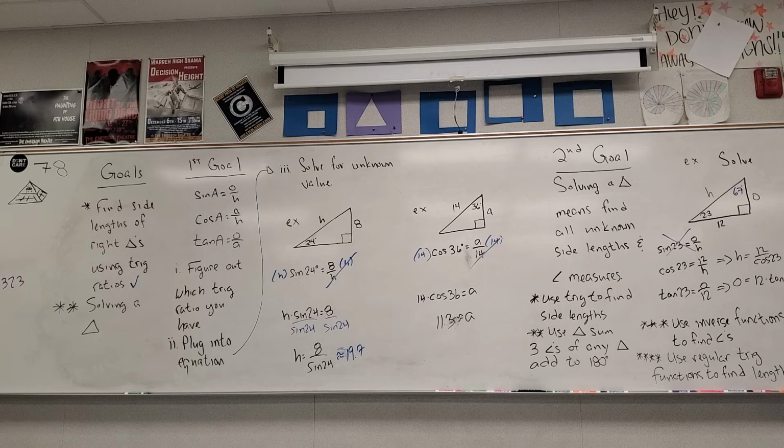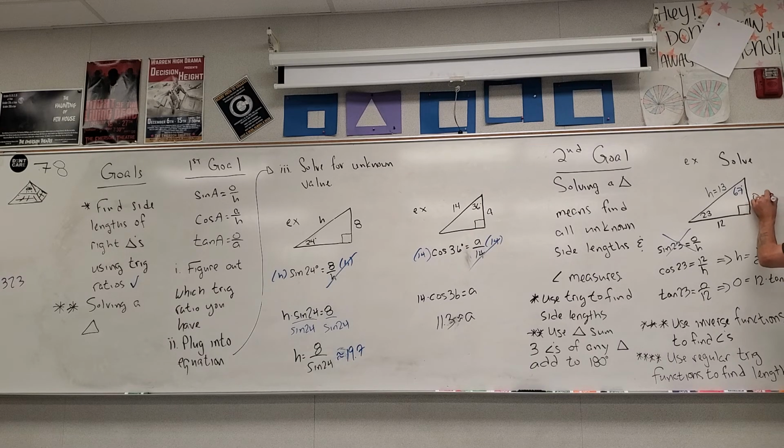So 12 divided by cosine of 23, that is 13 for my hypotenuse length. And 12 times tangent of 23, that is my opposite length, and that's 5.1. So this is the second half of the assignment. Oh, I wrote it down. 5.1. Oh, that's where I wrote it. So 13. I'm having a tough time today.